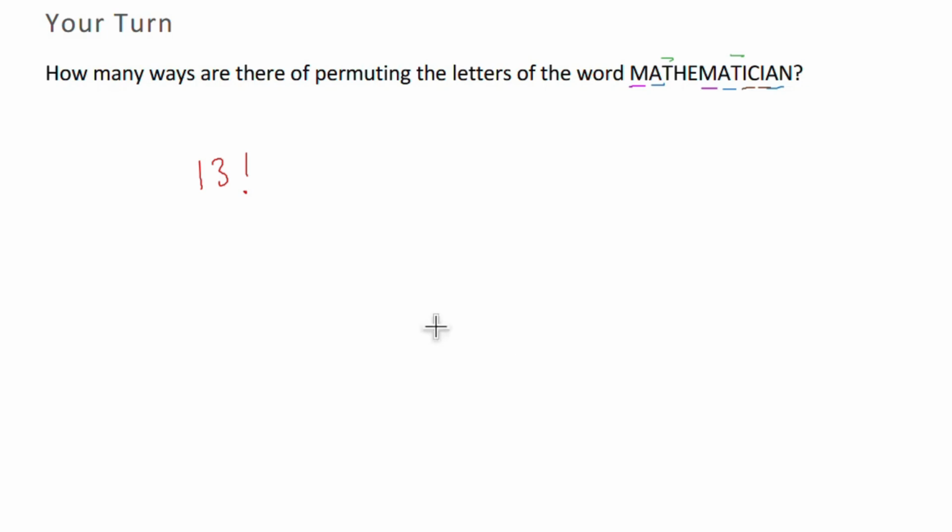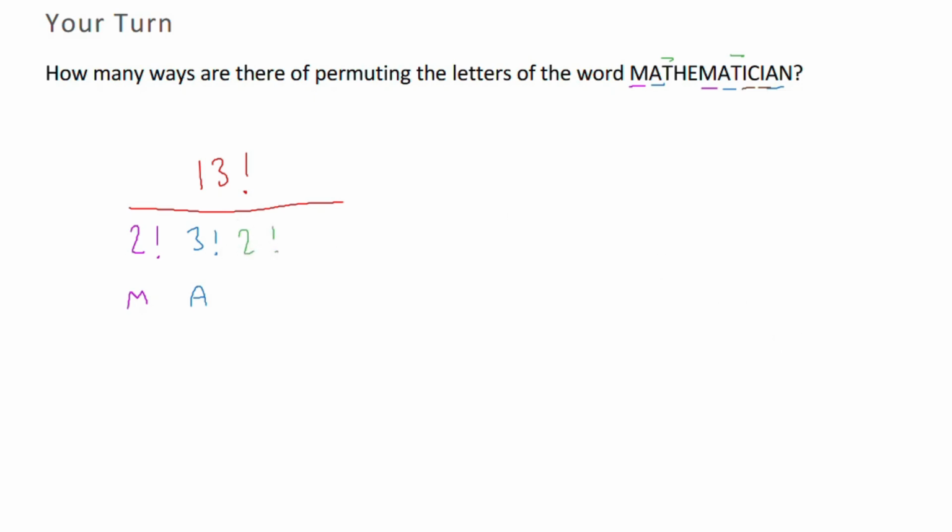So for those 13 factorial ways, we've got to divide by 2 factorial for the m's, because for every one of those 13 factorial things, we could swap the m's around. We need to divide by 3 factorial for the a's, because for all of those 13 factorial ways of arranging those, there are 3 factorial ways that those 3 a's could have been organized.